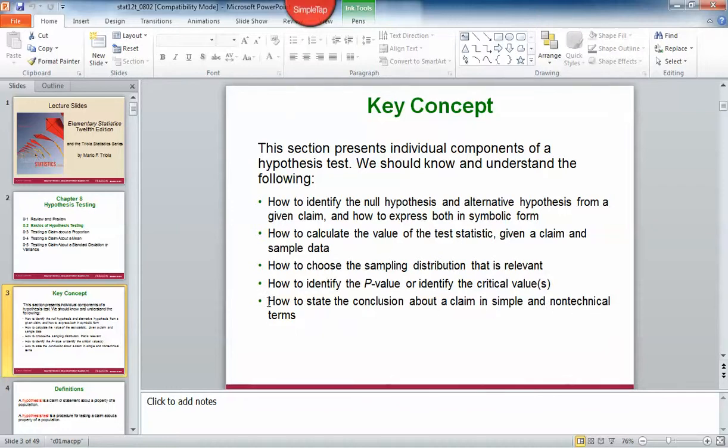There's a chart on this, that last point here, that if you want you can copy down onto your formula sheet. It may help you a little bit, or at least know where it is if you need to go back and look for it.